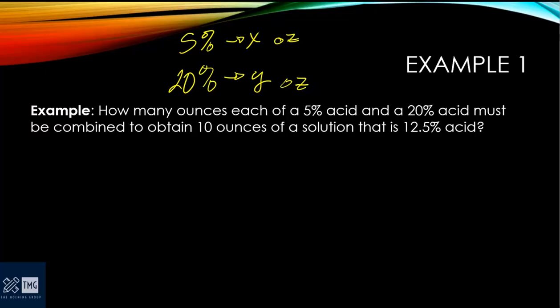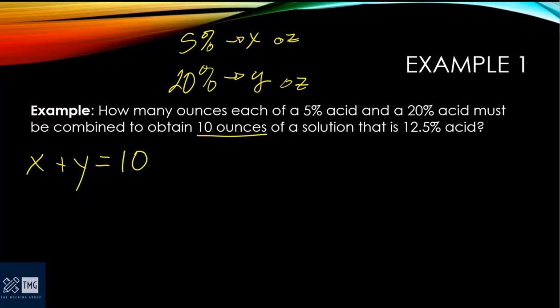Now, when I'm writing my initial system of equations, we know that together we're going to have 10 ounces. So my 5% acid plus my 20% acid is going to give me 10 total ounces. So there's one of my equations.